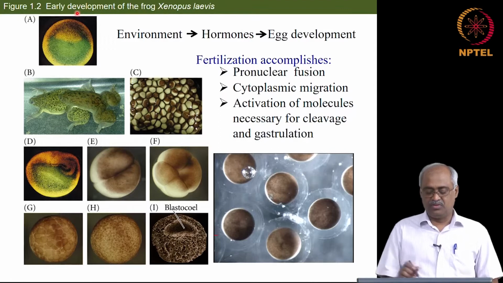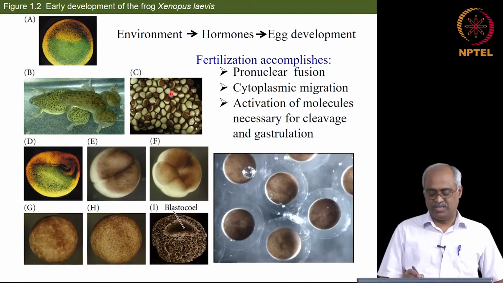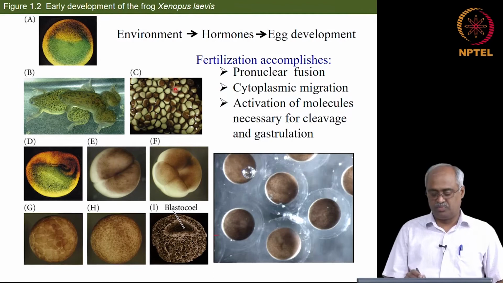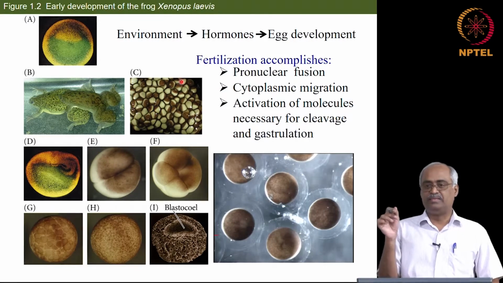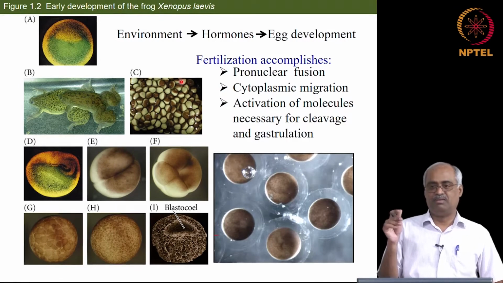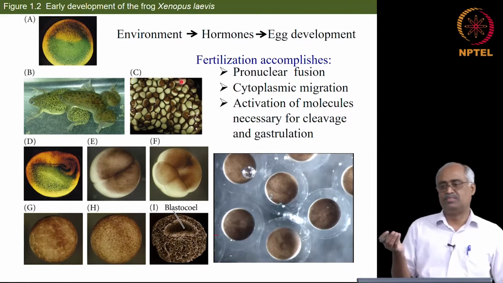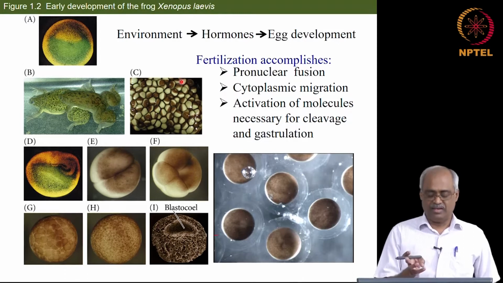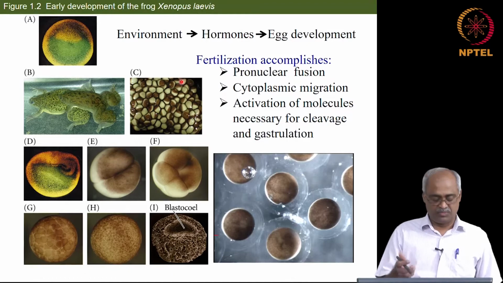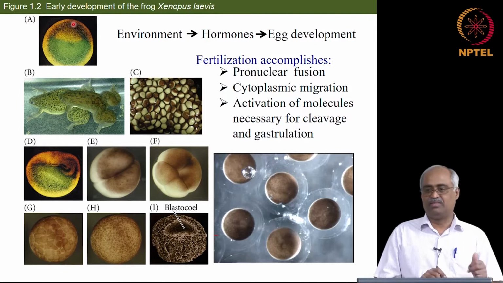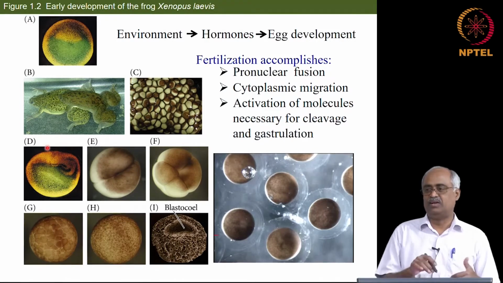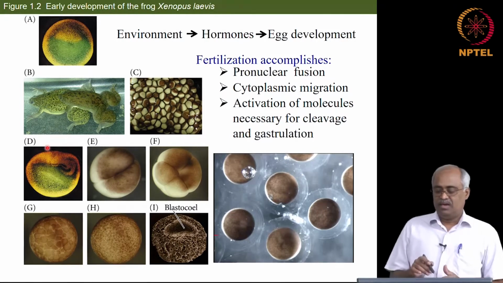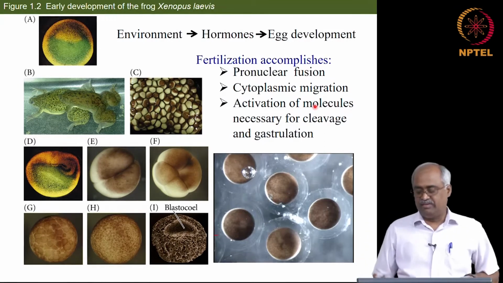And in frog you actually have pigments. If you see this figure C where I am pointing out, the brown thing is the animal hemisphere. You have a clear pigment that marks it, and this is one of the reasons why people select certain embryos for study, because natural pigments help you follow what happens. And if you see figure D, if you compare with A, you see the cytoplasmic rearrangement. And this also leads to activation of molecules.